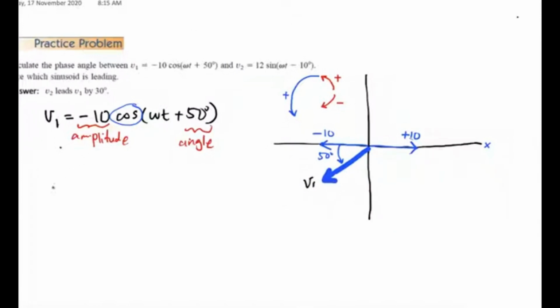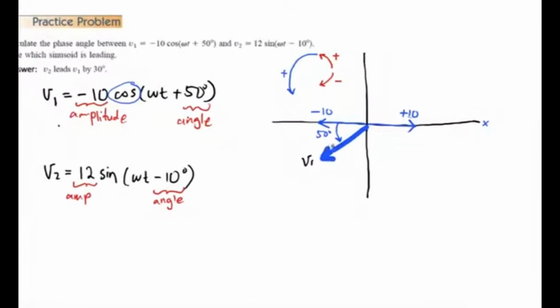How about the second one? The second one is V2 equals 12 sine omega t minus 10. What is the amplitude? Amplitude is plus 12, and the angle is negative 10. This is the angle. This is the amplitude of the vector, of the phasor.